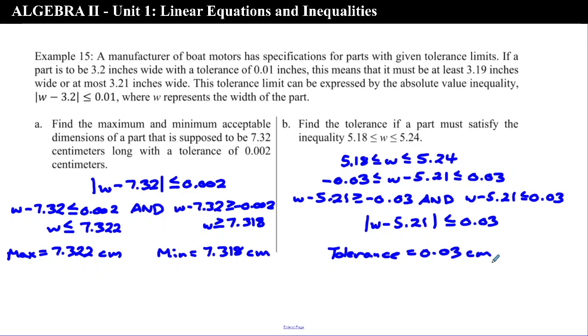This is just a little bit of a real-world application of an absolute value inequality and where you would find something like this. So that wraps up Section 4 of Unit 1, and it also wraps up Unit 1. The next video in this series will be Section 1 of Unit 2.